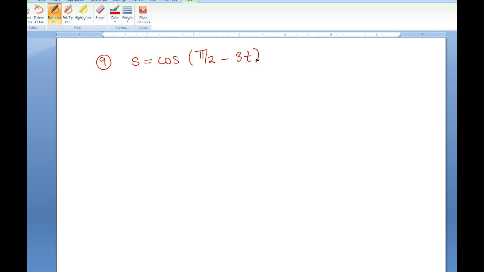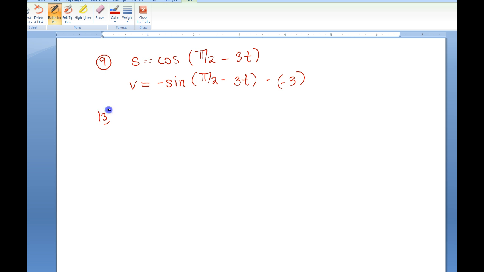This one you have to find the velocity of an object as a function of t, so you have to do the derivative. This one's really fast. V is equal to the derivative of the outside. The derivative of cosine is negative sine. Keep the inside the same, times the derivative of the inside. Pi over 2 is just a constant, so it's just going to be negative 3. We're okay from there? All right.